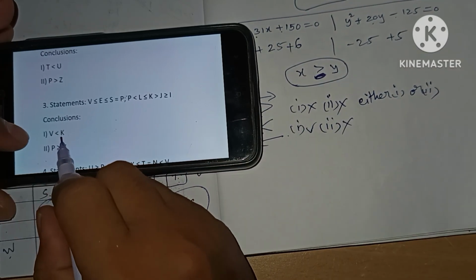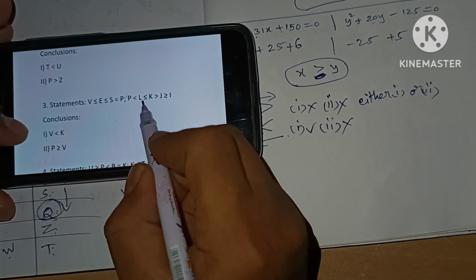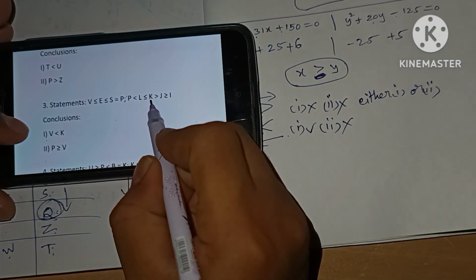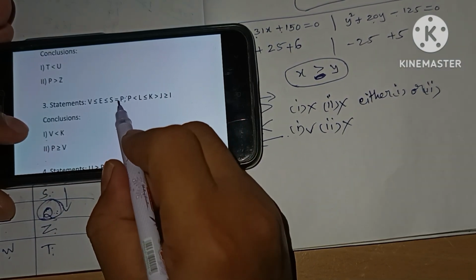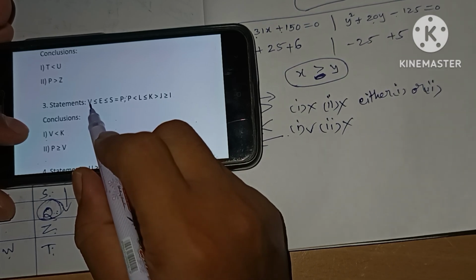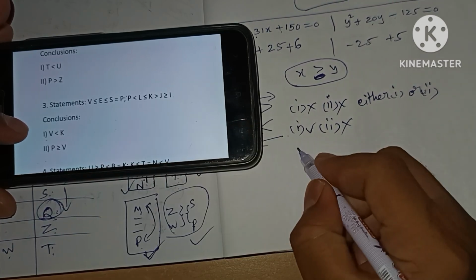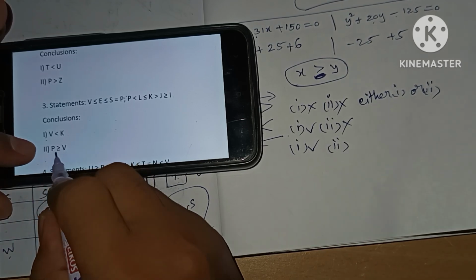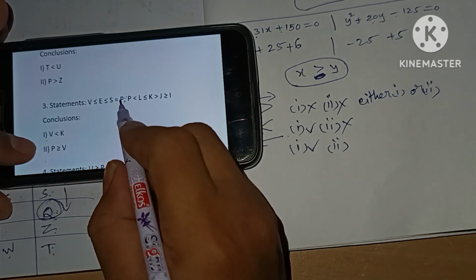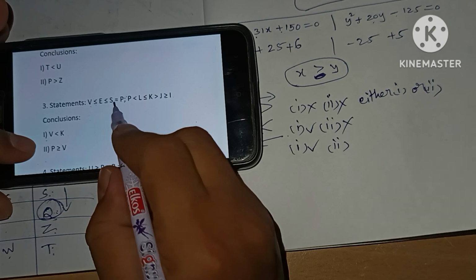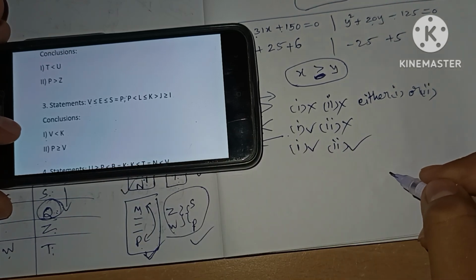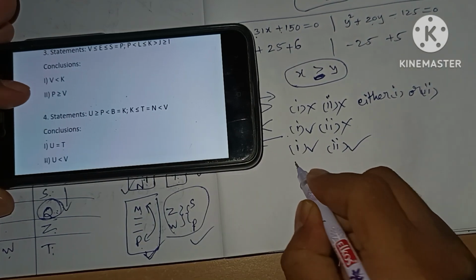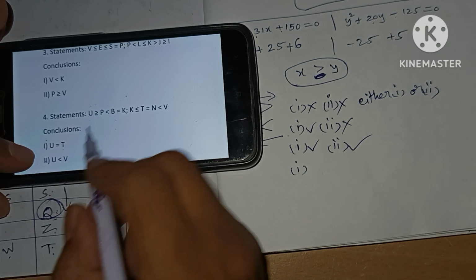Third question. The flow from K to V. From K we can reach to P. From P we can reach to V. So the first conclusion will be true. Second conclusion, the flow from P to V with everywhere equal to. From P we can reach to V with everywhere equal to also. So it is true.